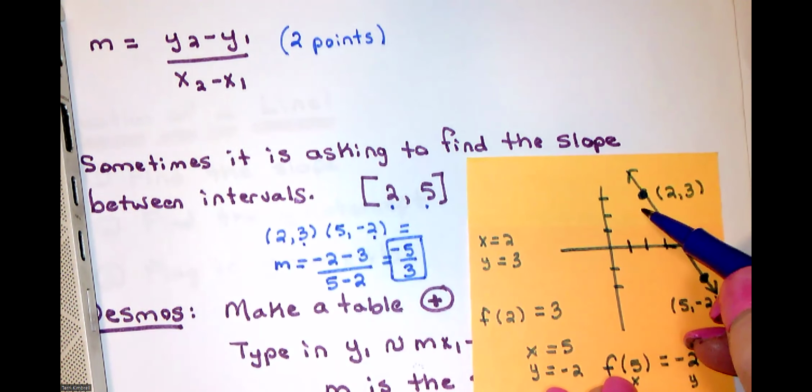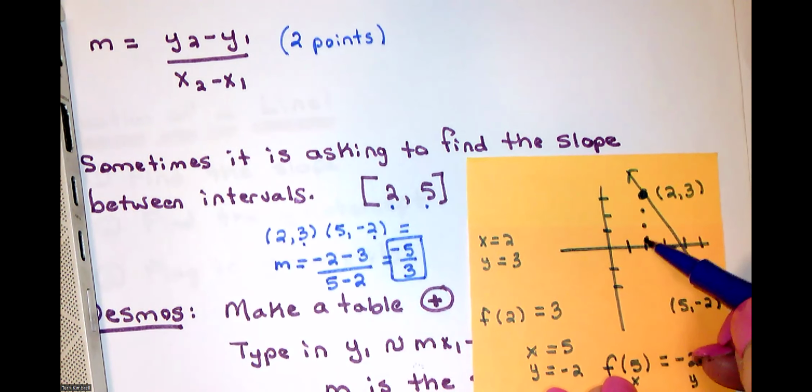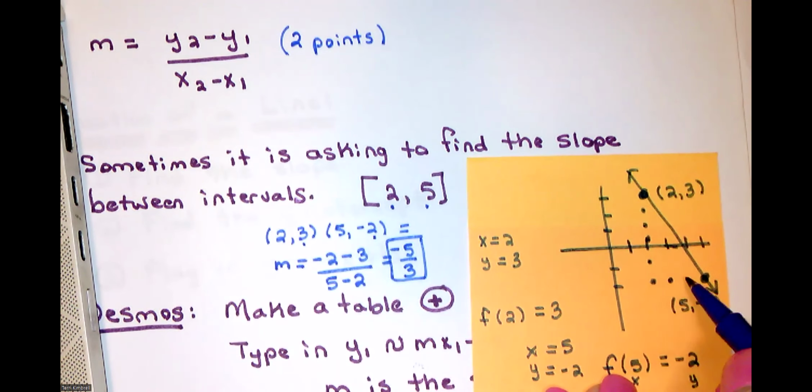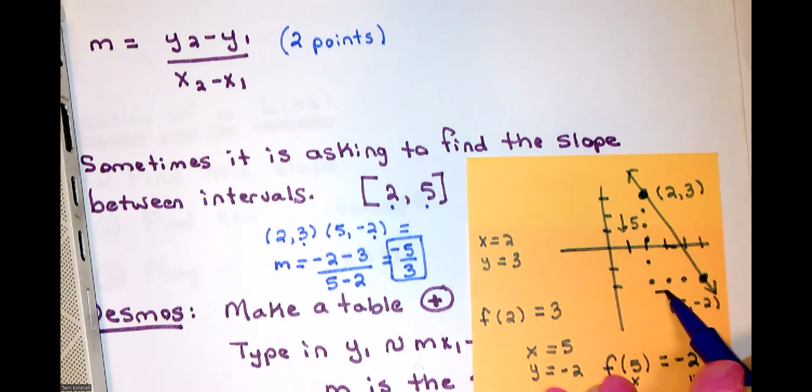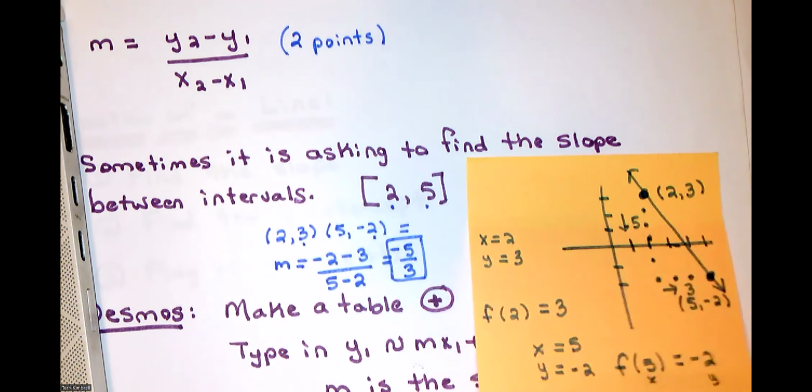So if we went down 1, 2, 3, 4, 5, I went down 5, then I go over 1, 2, 3. So this would be down 5, this would be right 3. And that would be your slope for that line.